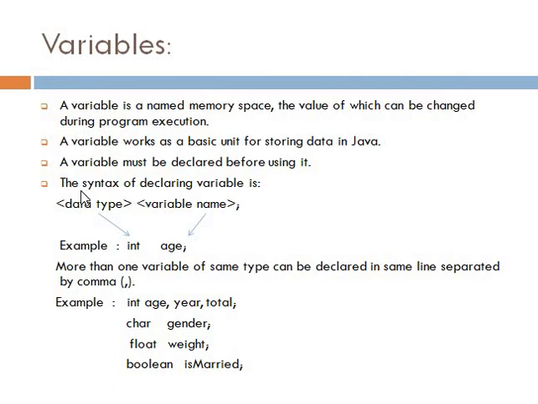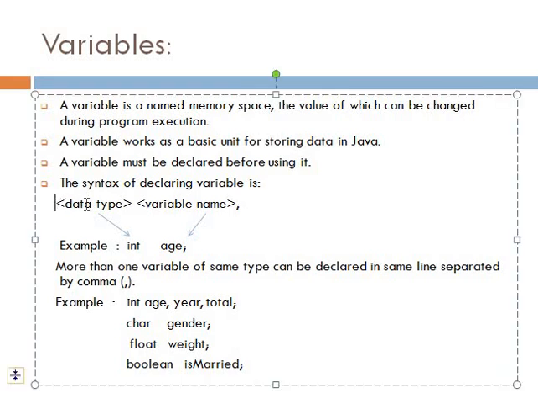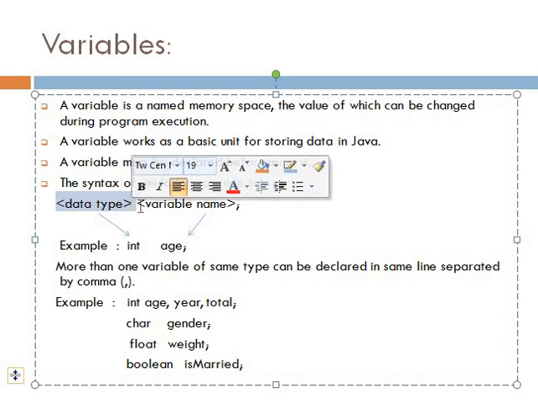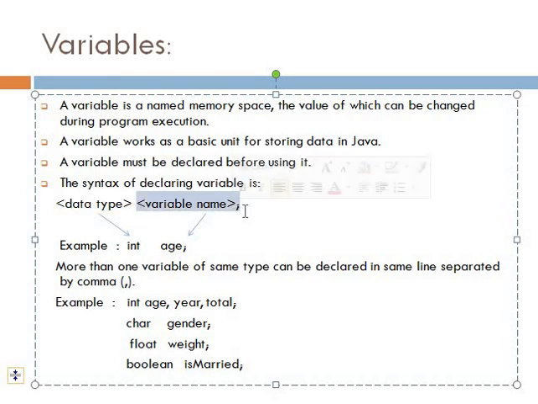The syntax of declaring a variable is like this. At first, you specify the data type of the variable, followed by the name of the variable, and then a semicolon. So this is the syntax. Specify the data type of the variable and then specify the name of the variable followed by a semicolon.